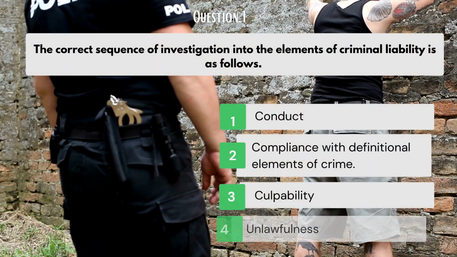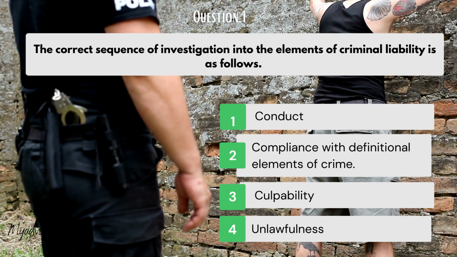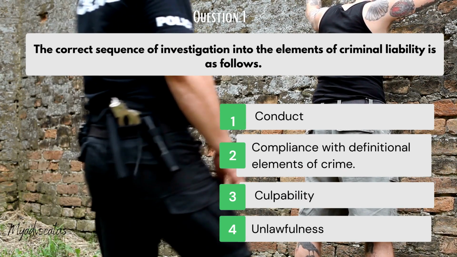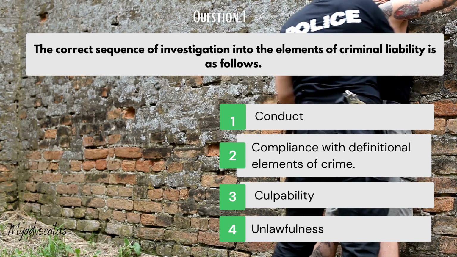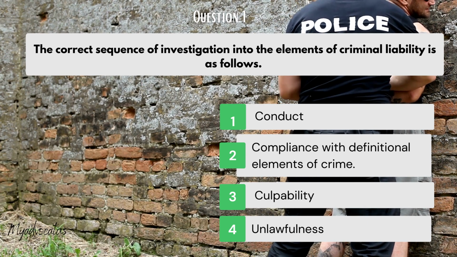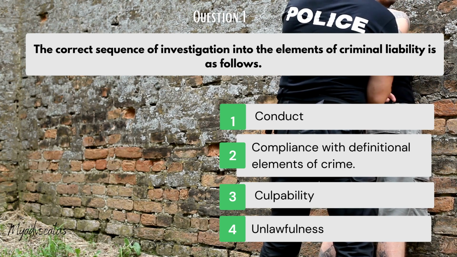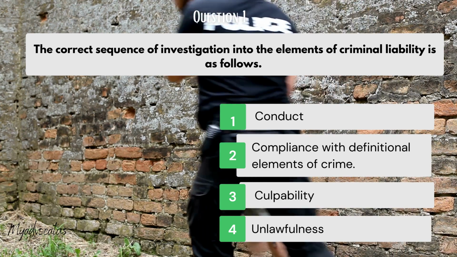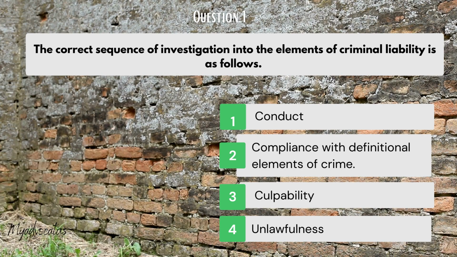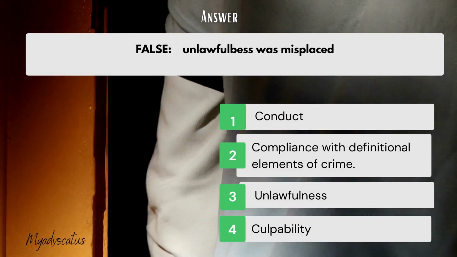Question 1. The correct sequence of investigation into the elements of criminal liability is as follows. 1. Conduct. 2. Compliance with definitional elements of crime. 3. Culpability and 4. Unlawfulness. The answer to this question is false.